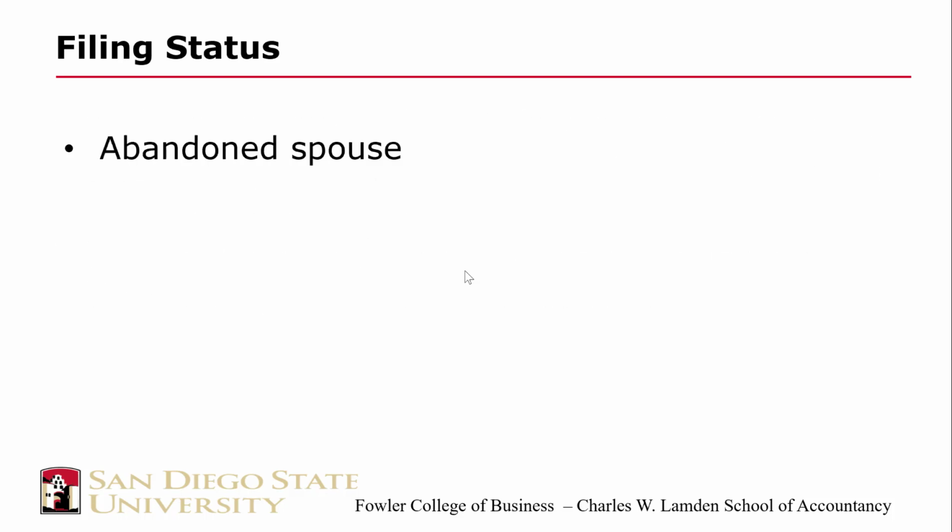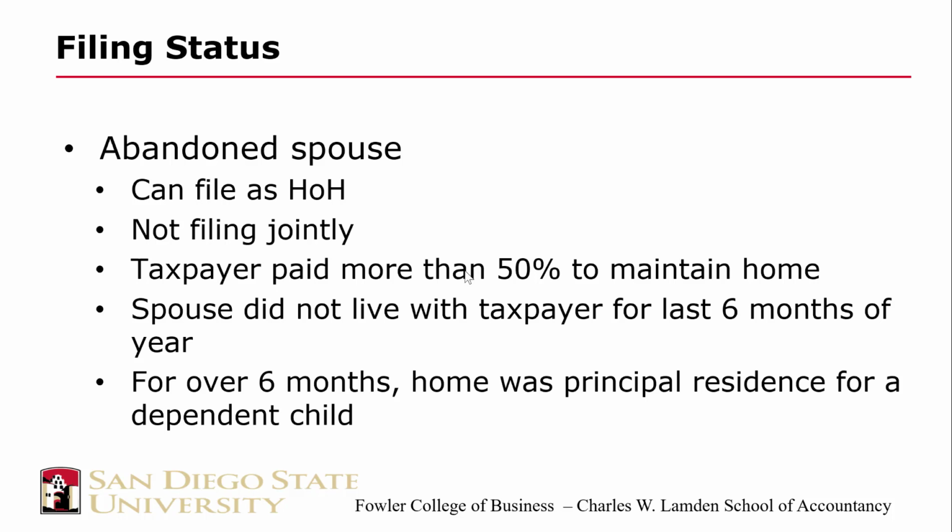Okay. So there's also a classification called abandoned spouse. Technically you are married at year end, but your spouse has abandoned you. You can actually file as head of household, which is considered a single filing. This assumes, of course, you're not filing jointly, you paid more than 50% to maintain a home, your spouse did not live with you for the last 6 months of the year, and for over 6 months during the year, that home was the principal residence for a dependent child. If so, you are an abandoned spouse, and you can file as head of household.